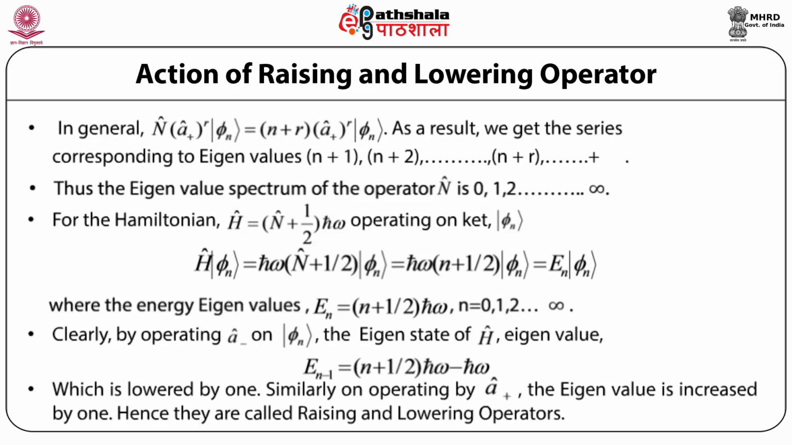Thus, we can see that the number gets lowered, that is the value of n gets lowered by 1. Similarly, if one operates the raising operator, the eigenvalue is increased by 1, and this is the reason why the operator A plus is called the raising operator, while the operator A minus is called the lowering operator.